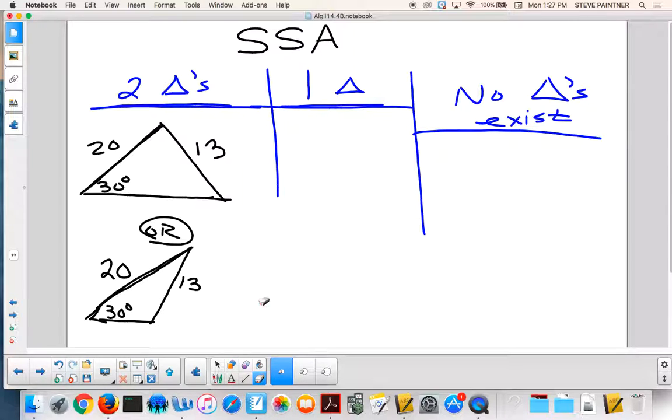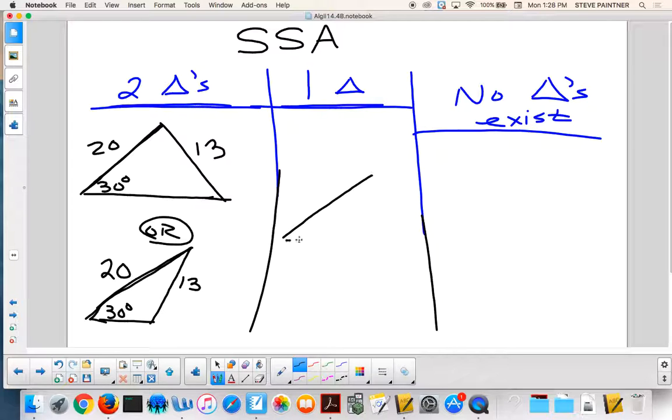Okay, what about 1? When are you going to have 1 triangle? Well, let's draw it. It's still going to be 30. Still going to be 20. Okay, now, here's the deal. This time, because there's only 1 triangle that exists, the other side has to come straight down and hit this segment only once. It's not going to hit it twice, once here and once here. You know, like this one, if you think about it, all this did is rotate around in a circle. That's all it did. And when it hit here, that's 1. When it hit here, that was the second one.